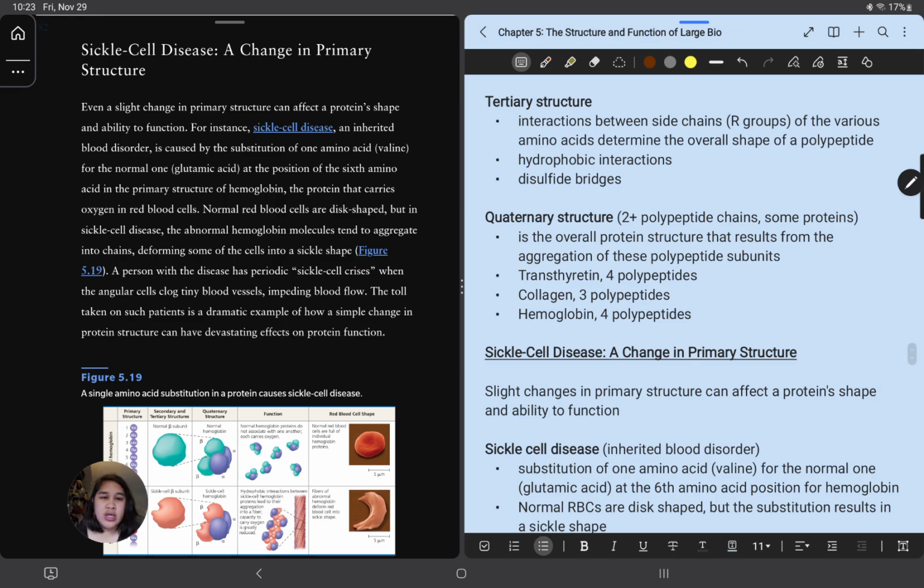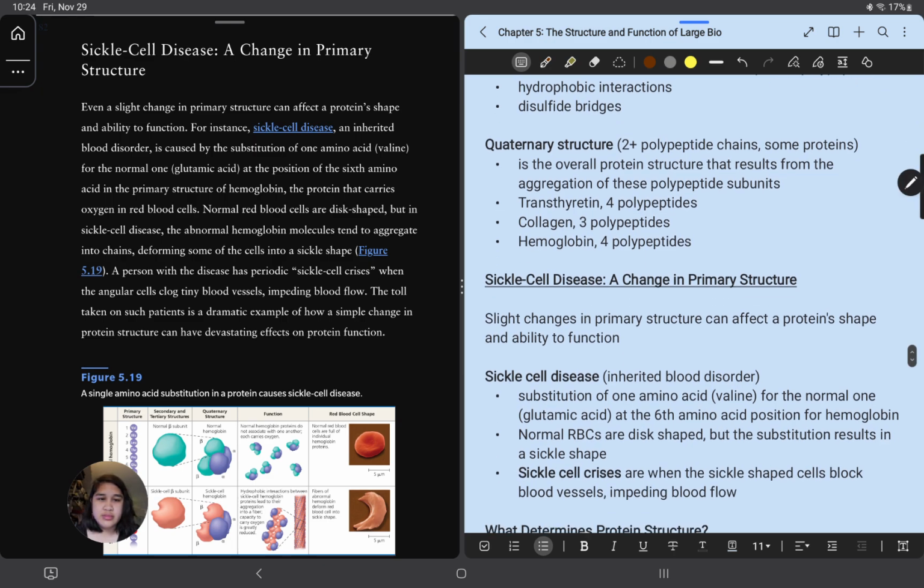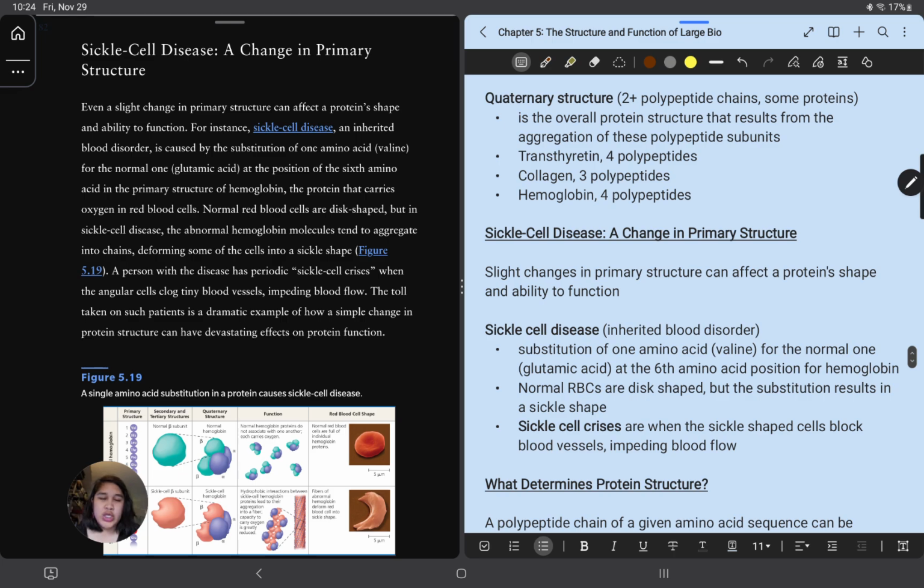Tertiary structure, interactions between the side chains, R groups of the various amino acids, and determines the overall shape of the polypeptide. An example, hydrophobic interactions and disulfide bridges, which is in the chart. You'll be able to understand that, I promise.